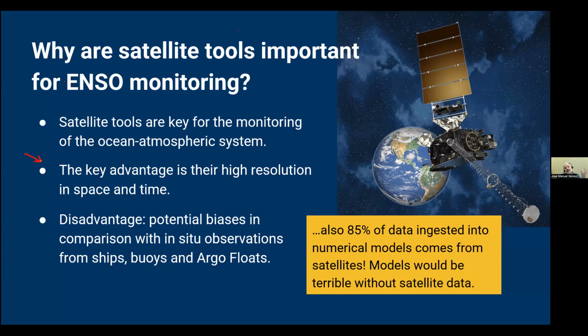We can obtain this high temporal and high resolution data, and you're going to see it a lot during the presentation, combining different data sets. Now, the disadvantages of satellite data are that sometimes there are potential biases in comparison with in situ observations, and you need to know those biases so you know how to interpret this data better.